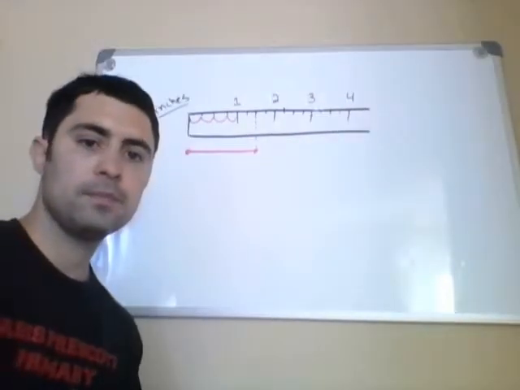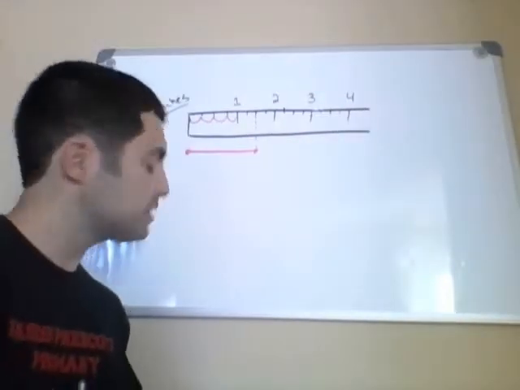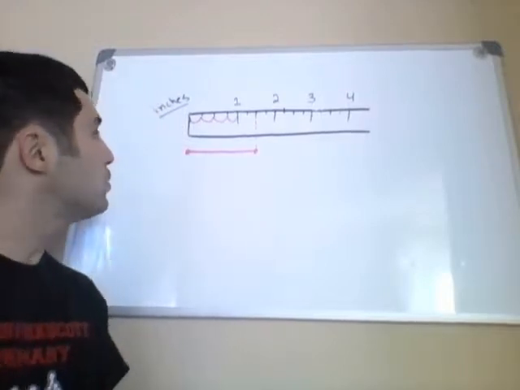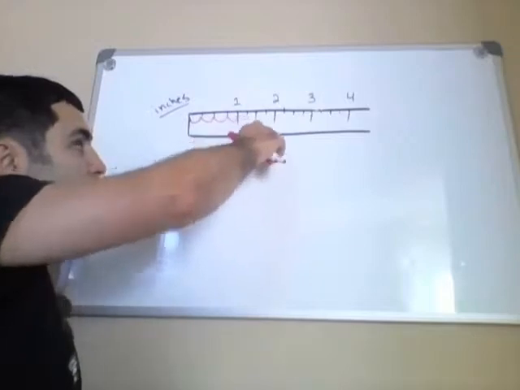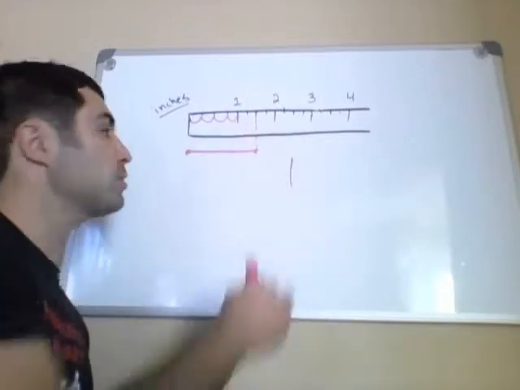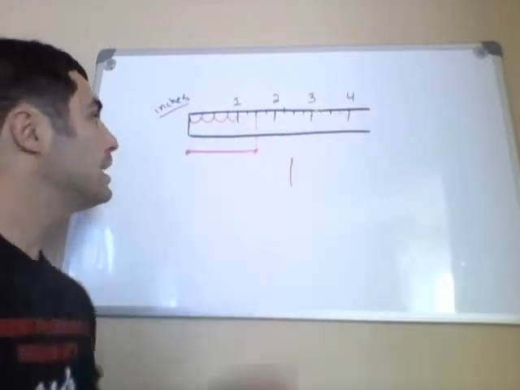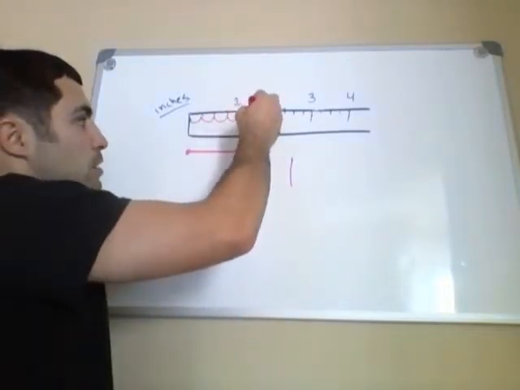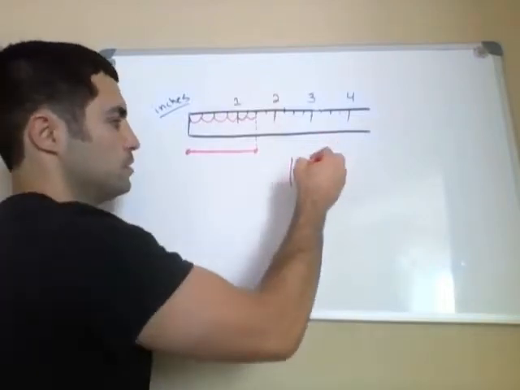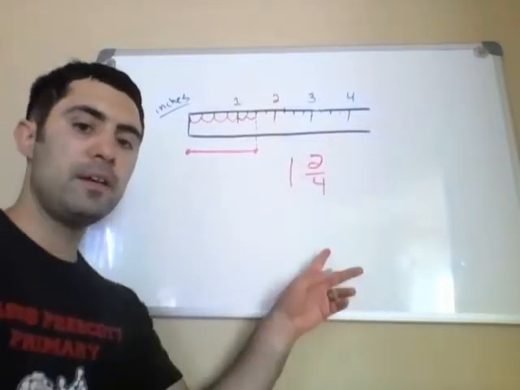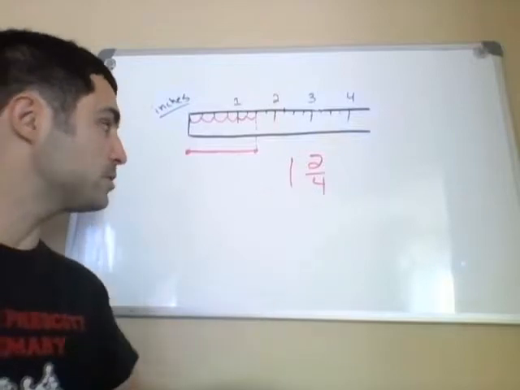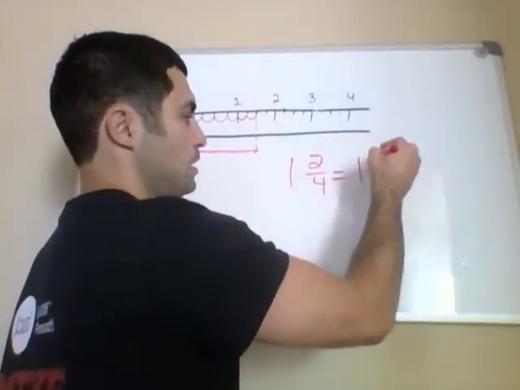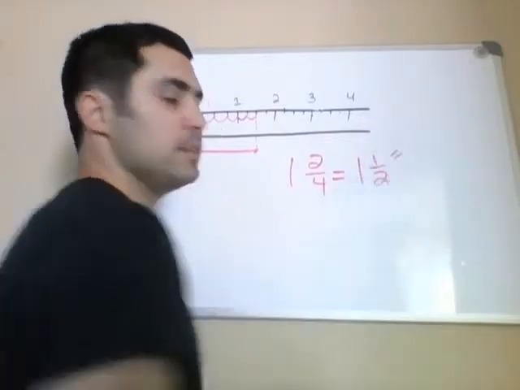Okay? Alright, let's look at this line segment. This line segment starts at 1 and it goes past, so we know that it's at least 1 inch long, in between 1 and 2, so it's 1 inch long, but a little bit more. Let's count how many quarters we go over here. 1/4, 2/4. You guys know that you can reduce 2/4 to 1/2. So this is going to equal 1 1/2 inches long.